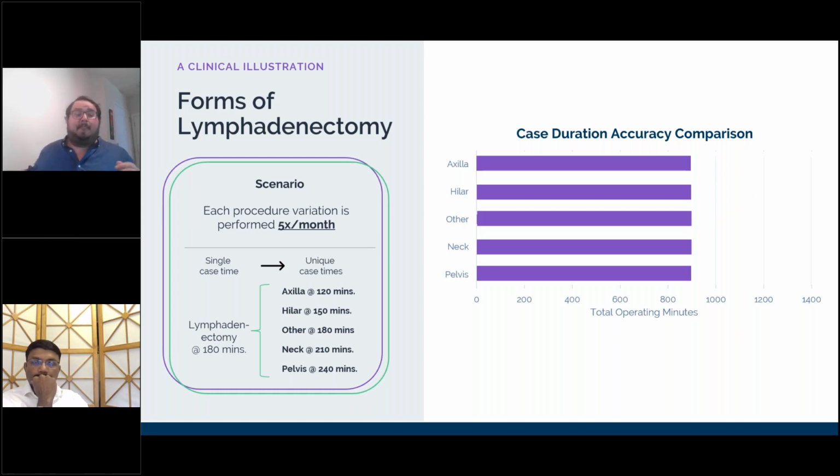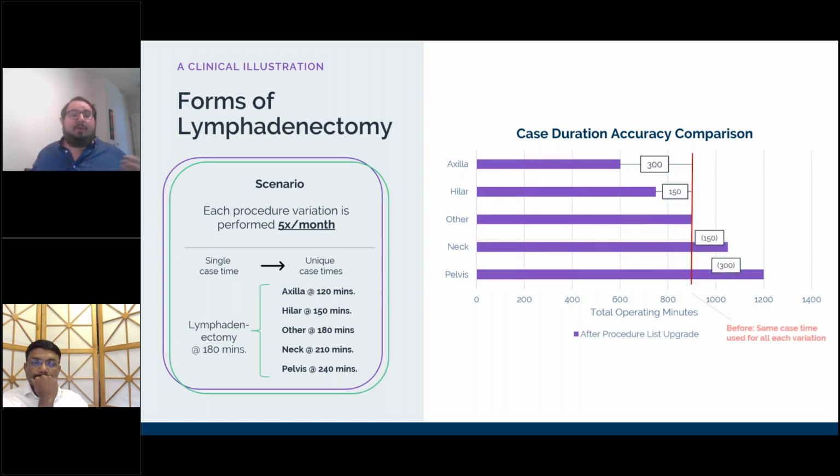So what can we do here? Well, we can take this term of lymphadenectomy and break it down into more specific procedures. We can see here what happens with the case duration accuracy as we do that. Starting with the axilla procedure: this procedure is done 5 times a month at 120 minutes. Prior to breaking this down, every time we did that procedure, the system believed it would take 180 minutes and scheduled it as 180 minutes.